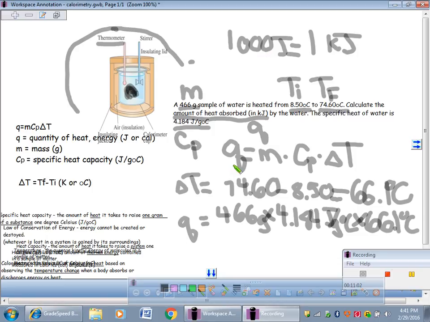So since we are changing our joules to kilojoules, we're going to divide by 1,000. So whatever I got, which is a very large number, with 3 sig figs, so 1, 2, 9, and then 3 zeros, we're going to take this and divide by 1,000, and that is going to give us our answer in kilojoules. So our Q is equal to 129 kilojoules. So that is how much energy it takes to raise a 466 gram sample of water 66.1 degrees Celsius. All right, thank you.